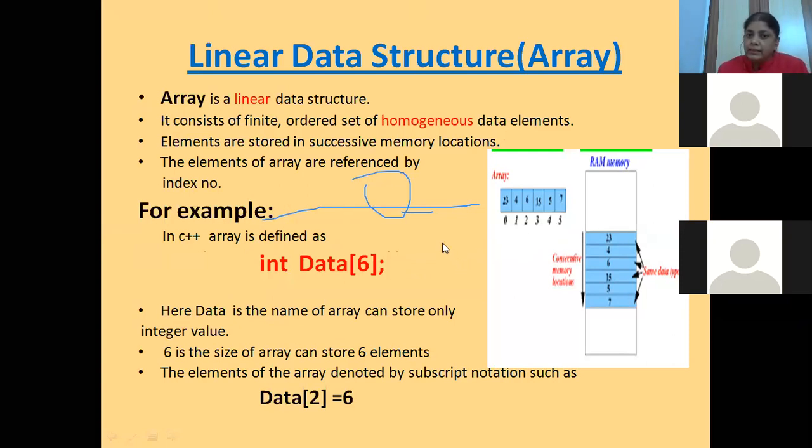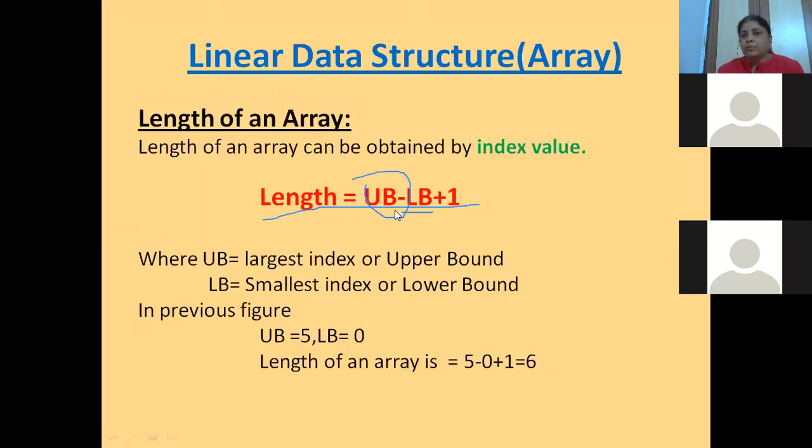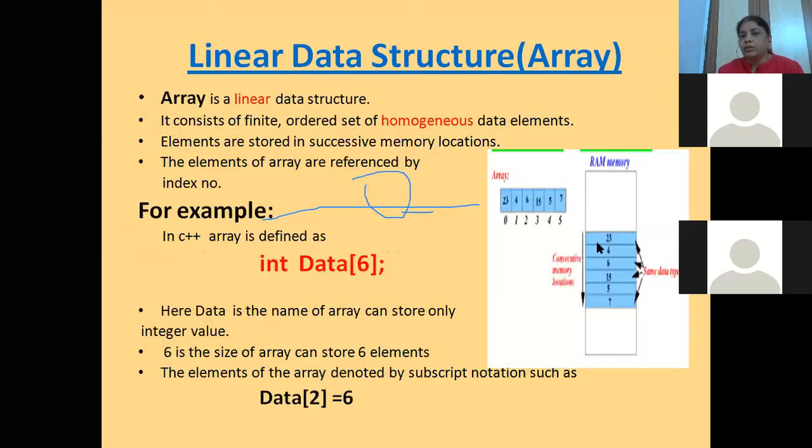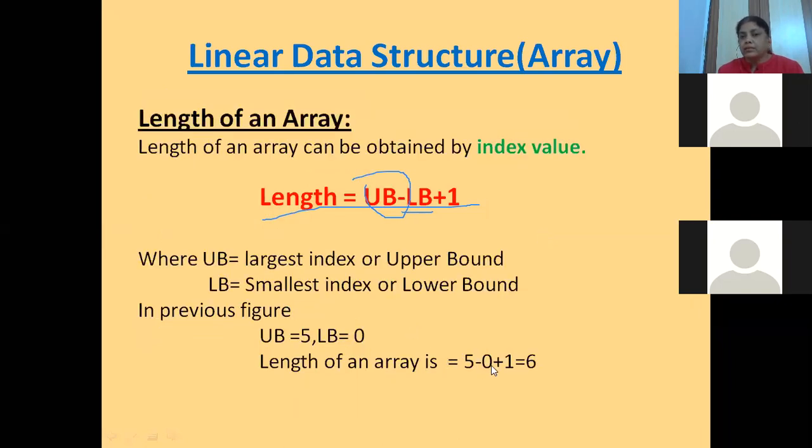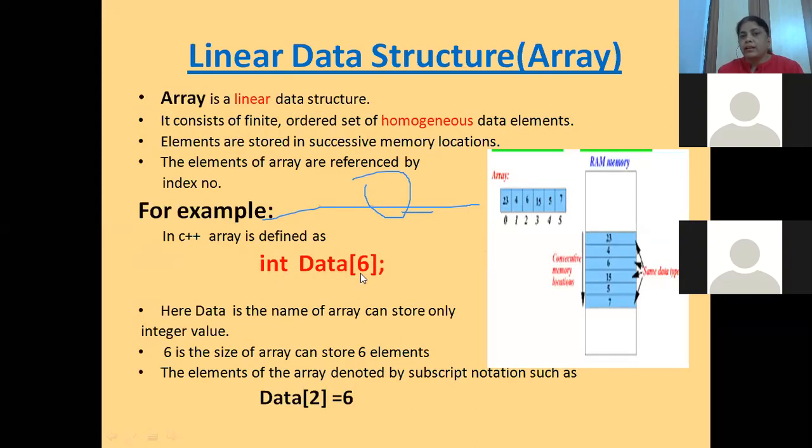Array का length कितना है आप find out कर सकते हो. तो what is the formula? Upper bound minus lower bound plus 1. So here upper bound is 5 and lower bound is 0. So 5 minus 0 plus 1 equals 6. So it means your array consists of 6 elements.